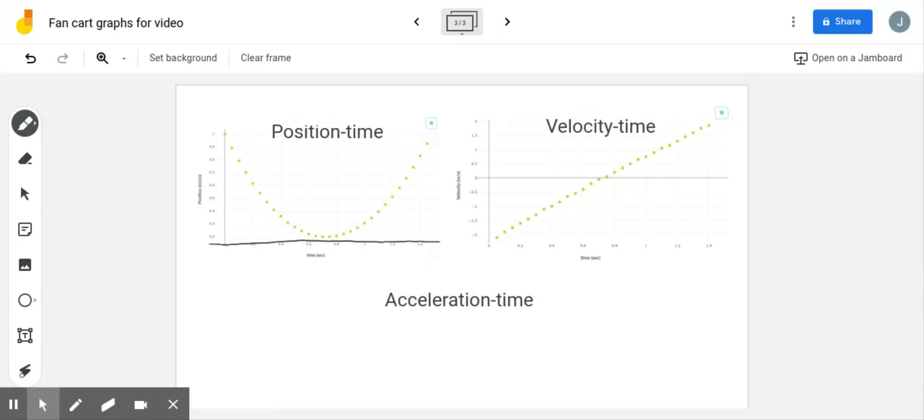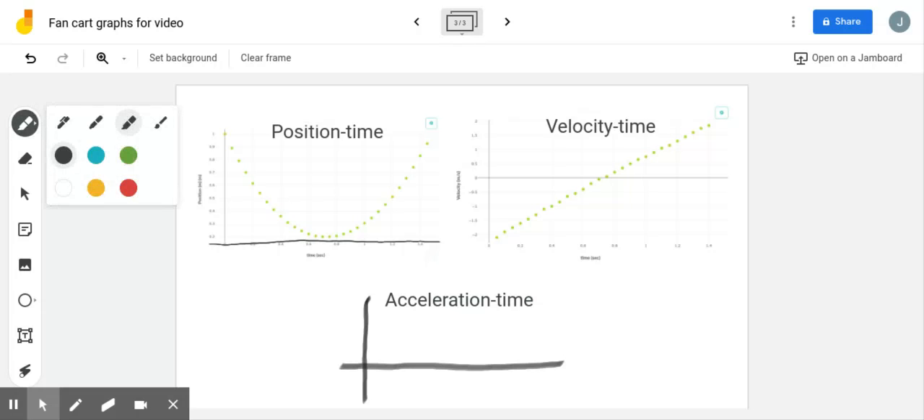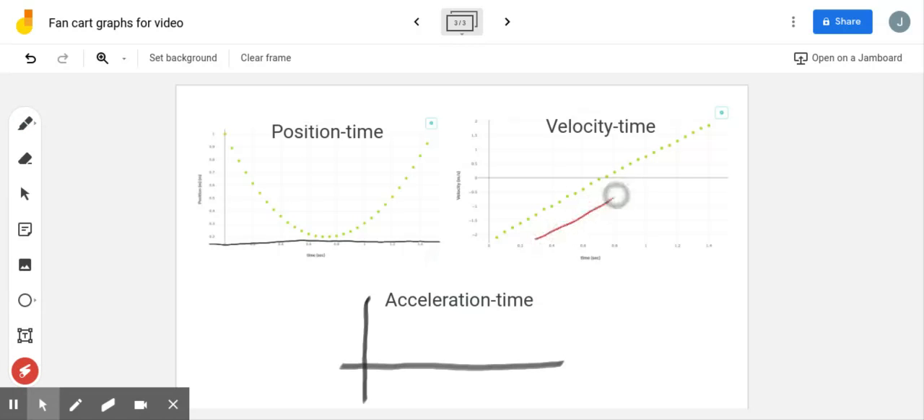So our acceleration time graph, which isn't made for us yet, I'll make it. It's going to look like this. And acceleration is the slope of the velocity time graph. When we look at the velocity time graph, we can see it's pretty much a straight line, and the slope is going to be the same pretty much throughout. And it turns out the slope of the line of best fit of that line is 3. So my acceleration time graph is just going to be this line here at 3.